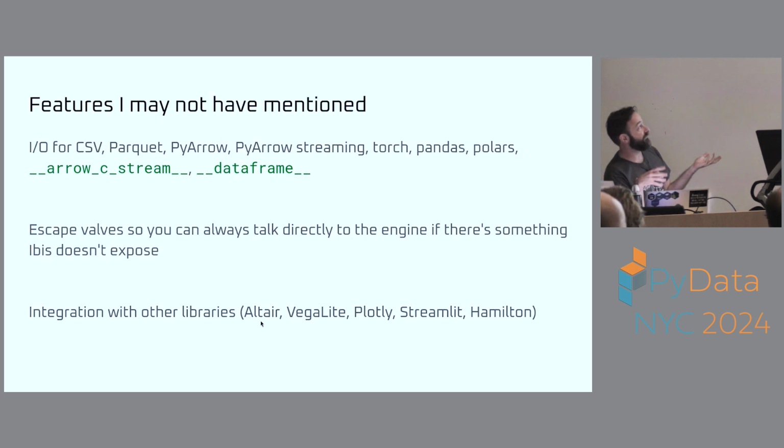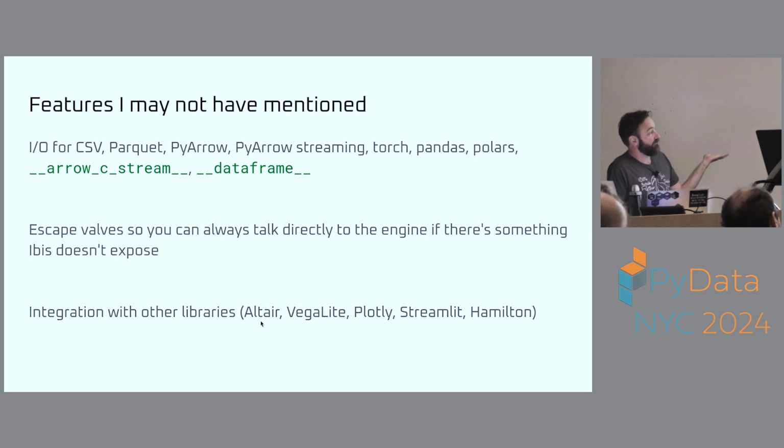Some features I may not have mentioned. So input and output, right, for CSV files, don't use them though. Parquet, but you might have to. PyArrow streaming, Torch, pandas, polars, Arrow CStream, Dunder dataframe. We also have escape valves, so you can always talk directly to the engine if you need to. So if there's some hot new feature that we don't currently support, you can still use it. We're never going to stop you from using the tool more specifically if you know your tool. We're just going to help you if you don't.